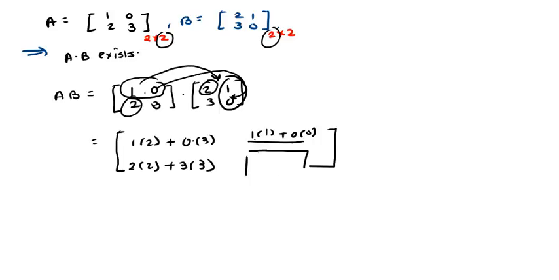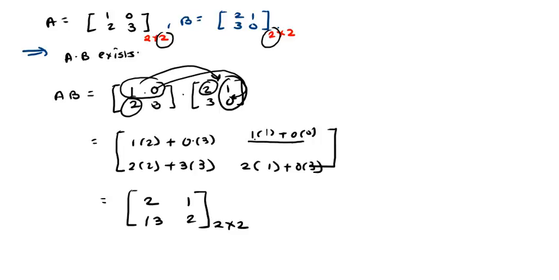Then this entry will be using the second row and second column. This will be 2 into 1 plus 0 into 3. Now just do the calculation. This will be 2 plus 0, 2. This will be 1 plus 0, 1. Then this will be 4 plus 9, which is 13, and this will be 2 plus 0 is 2. So this will be our required matrix A into B, and you can clearly see the order of that matrix is 2 by 2.